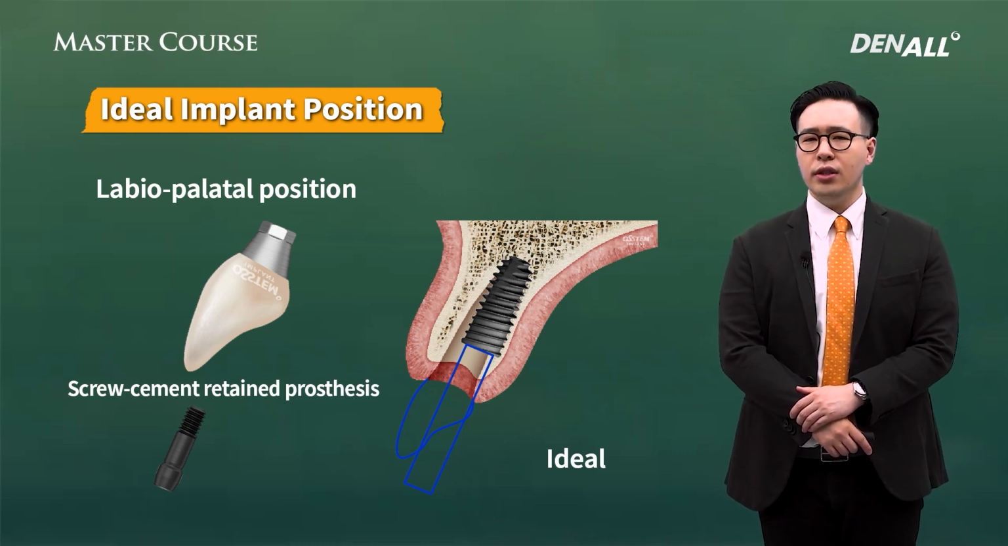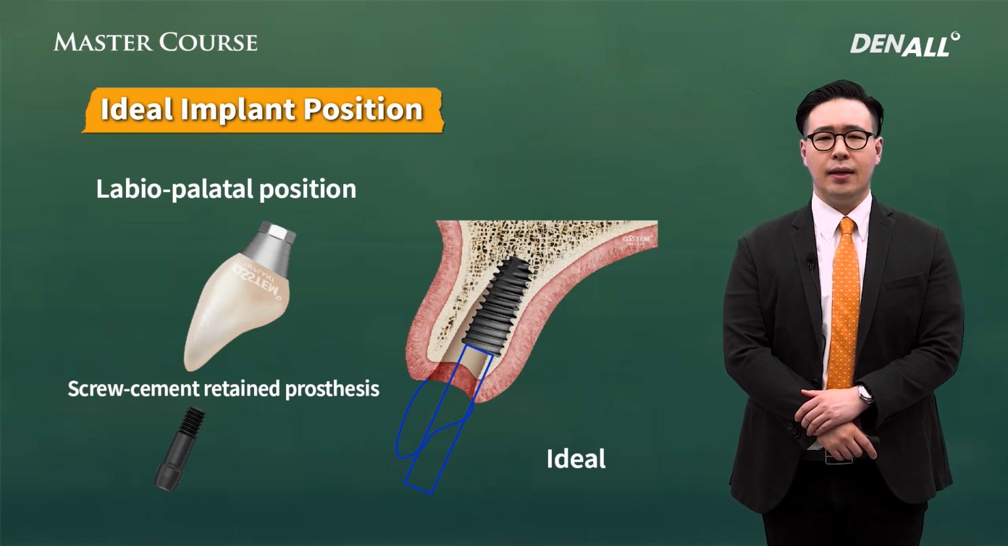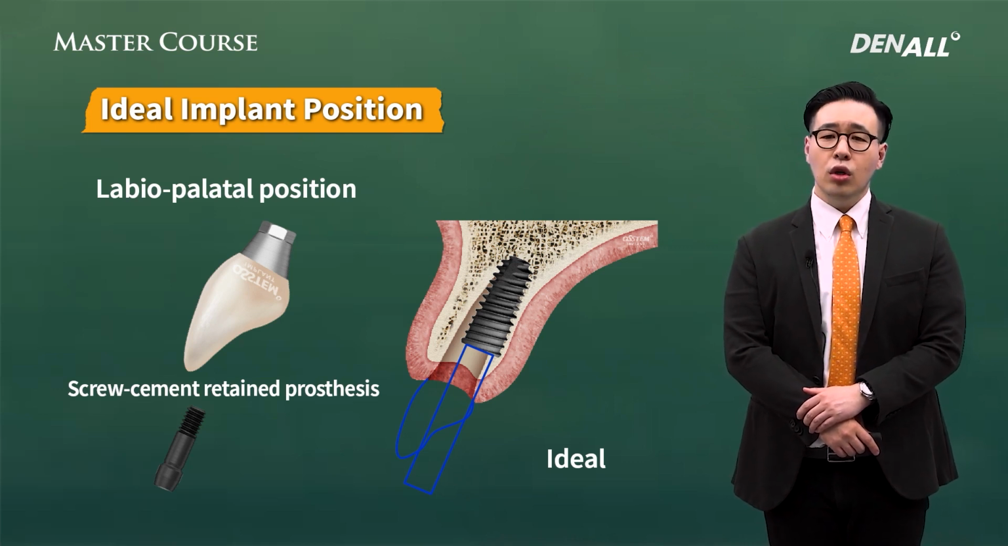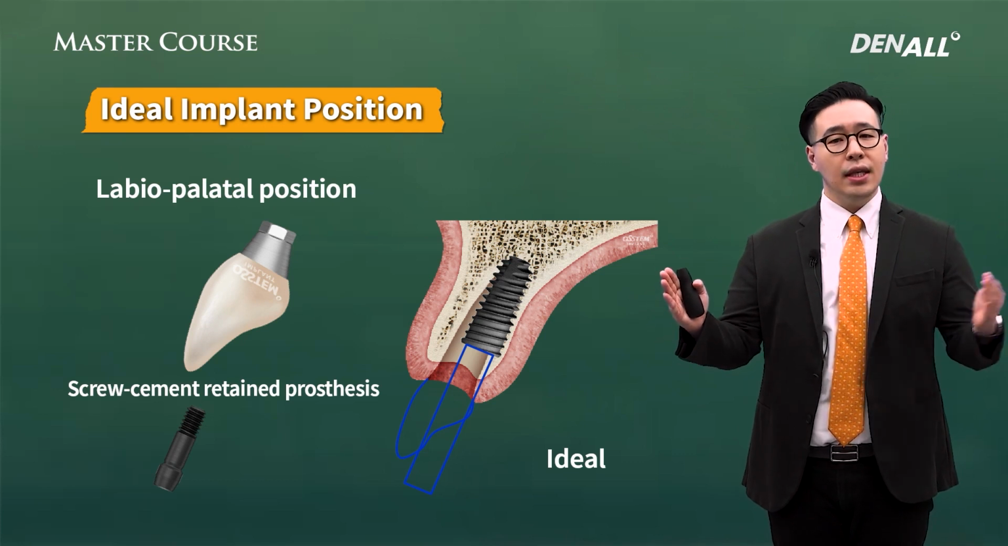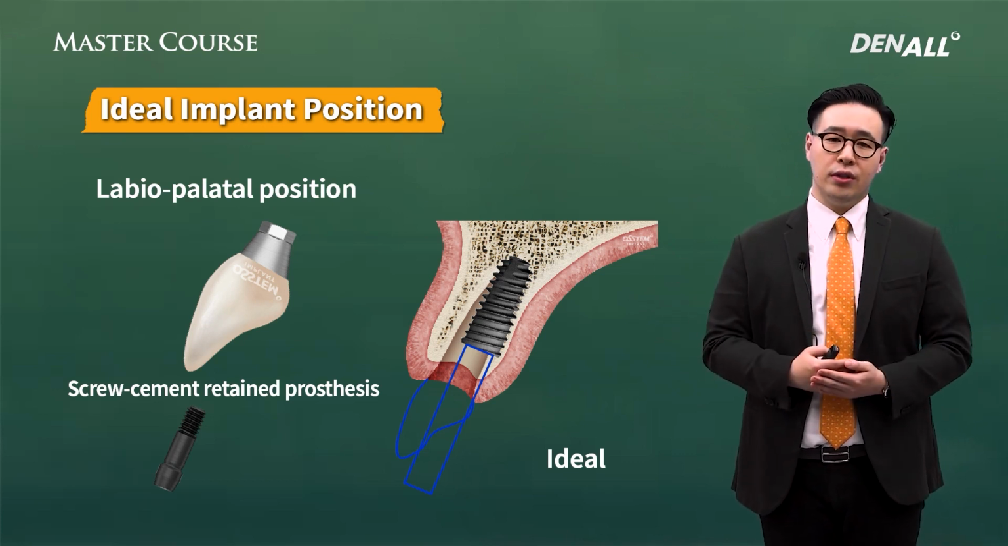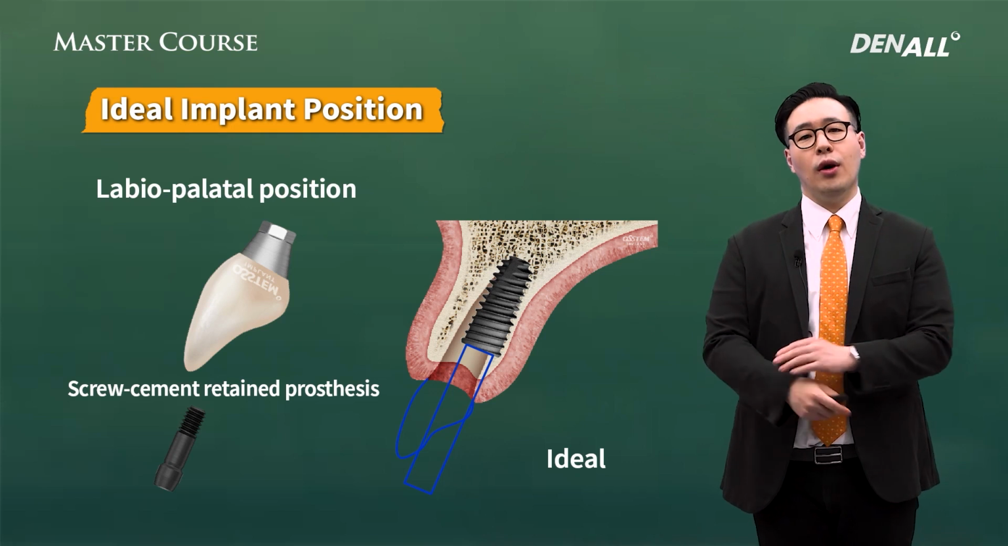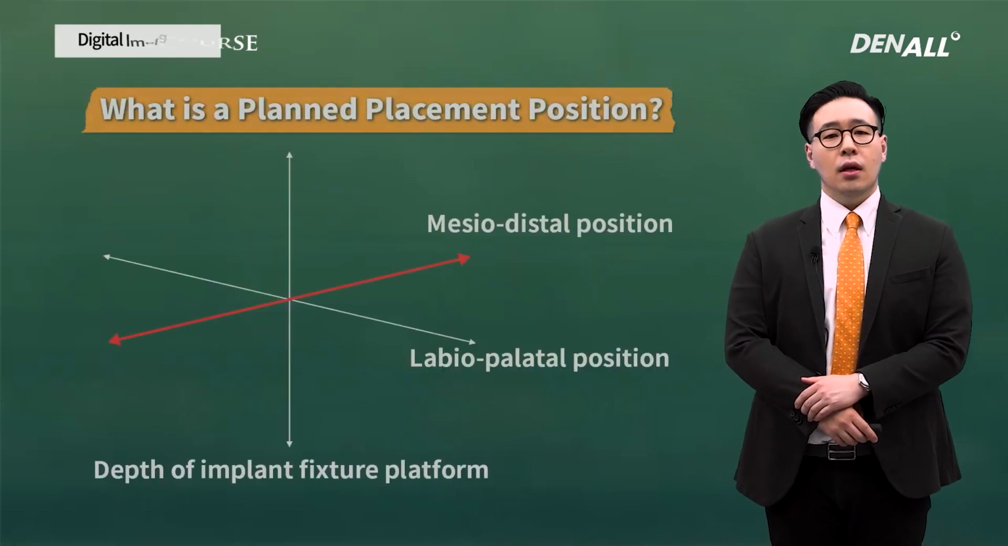So much more precise treatment planning is possible. Surgery can be done accurately and fast. Before surgery, temporary prosthesis can be prefabricated. That's like killing 3 birds with 1 stone.